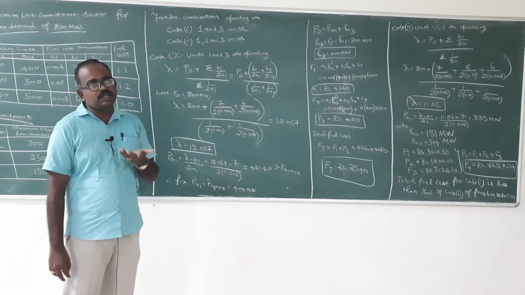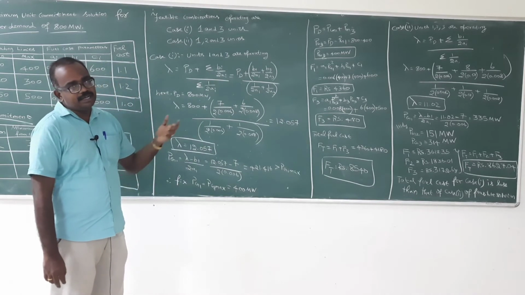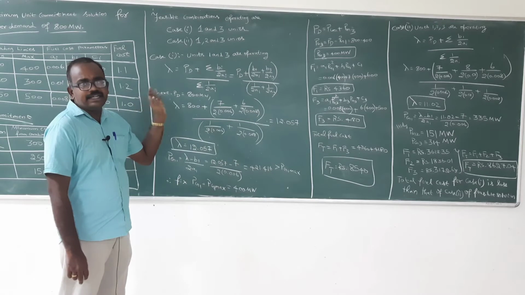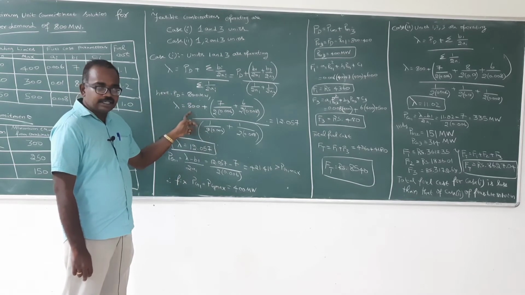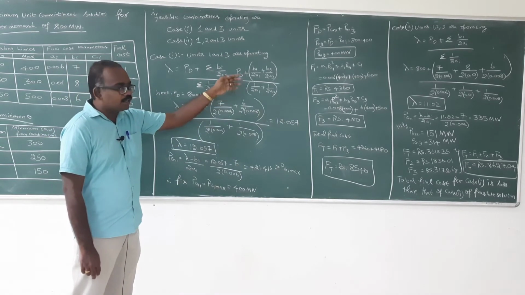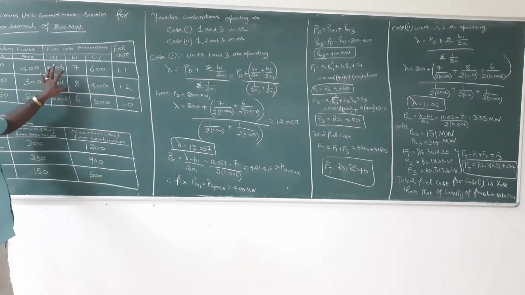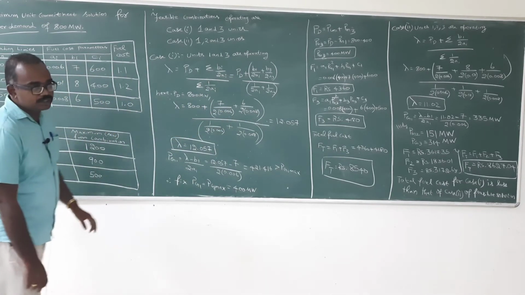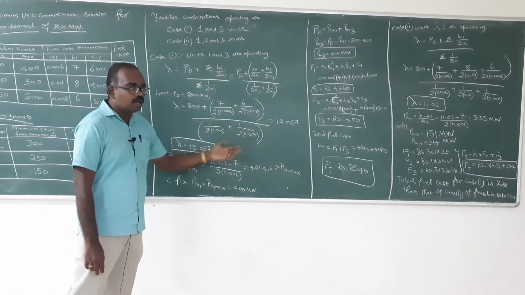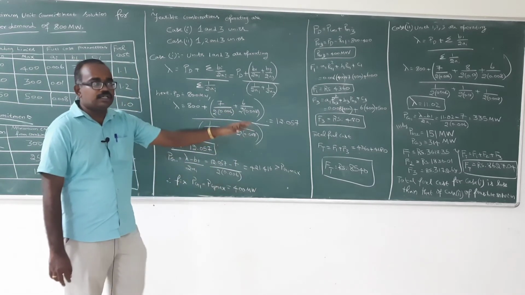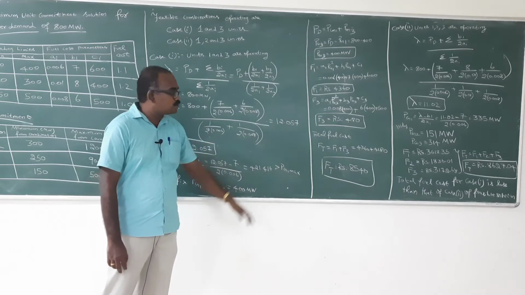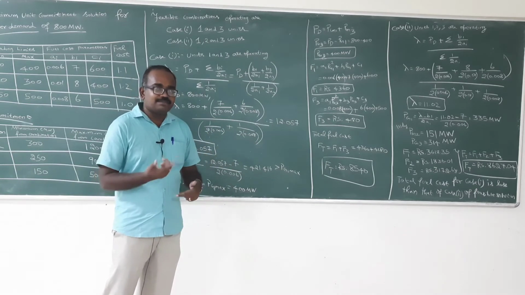PD means the power demand. The demand of this question is 800, so I have substituted 800, and the remaining B1, B3, A1, A3 we can take from the tabular column of the question. I substituted all those values and found the lambda value as 12.057.